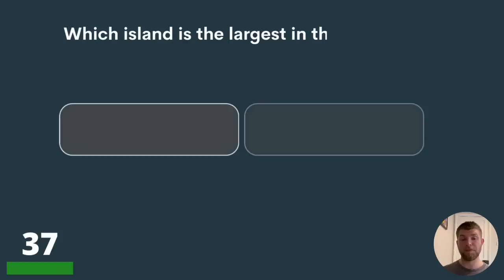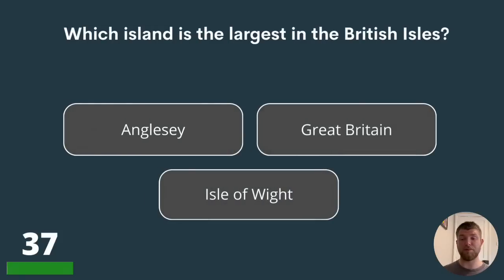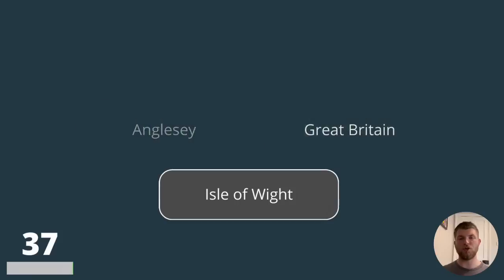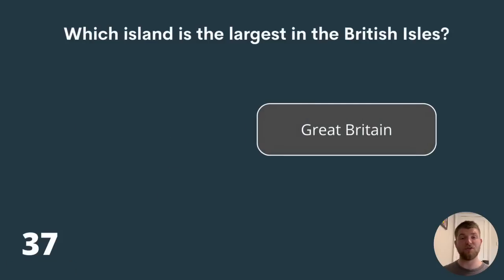Question 37. Which island is the largest in the British Isles? Anglesey, Great Britain, or Isle of Wight? Hope you're keeping up so far. We're on question 37. In our geography category, the answer is Great Britain.